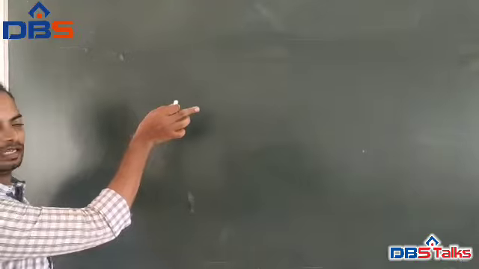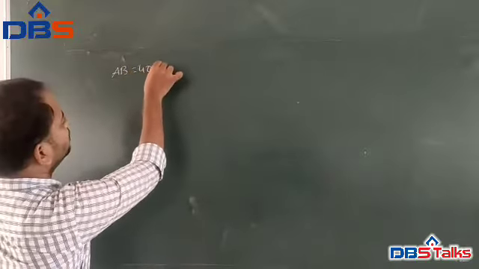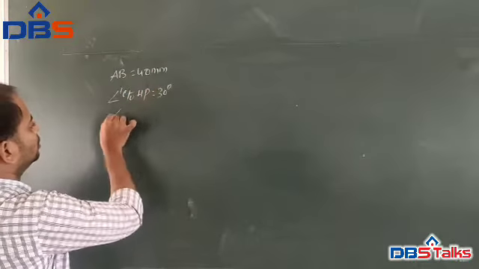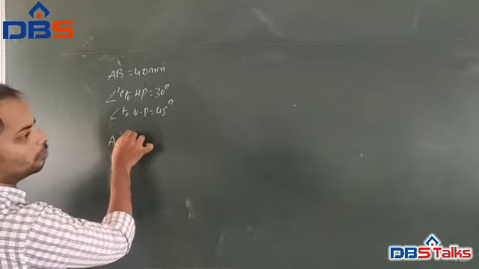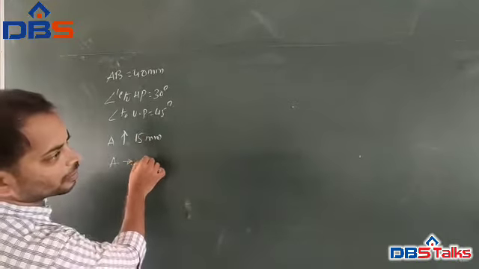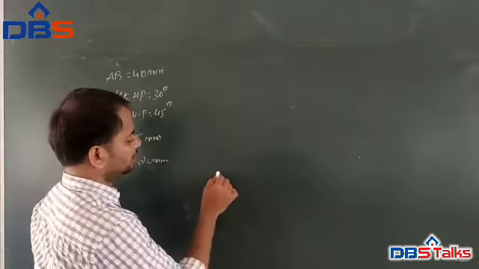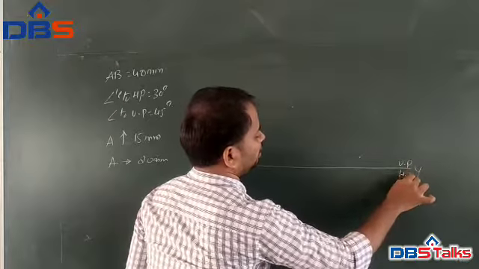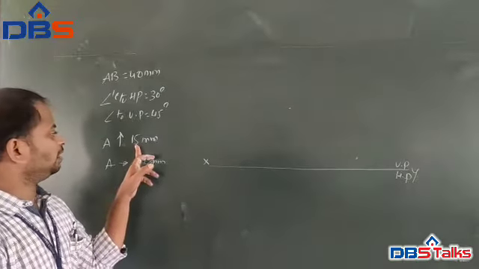Based on the given data in the problem, AB is 40 mm, inclined to HP at 30 degrees and inclined to VP at 45 degrees, and A is 15 mm above HP and 20 mm in front of VP. Based on this information, let us construct an XY line, the vertical plane and horizontal plane.